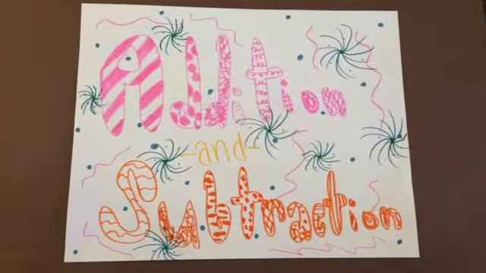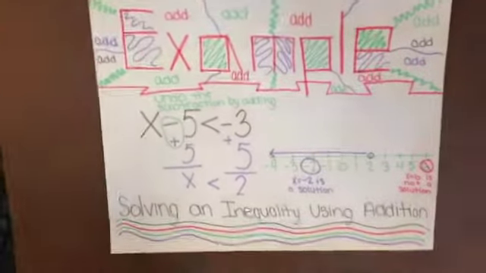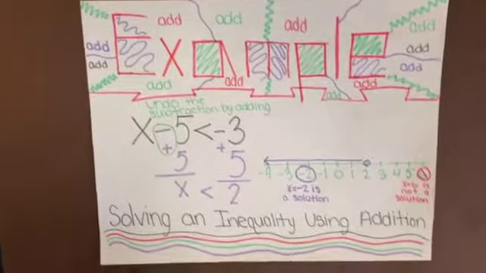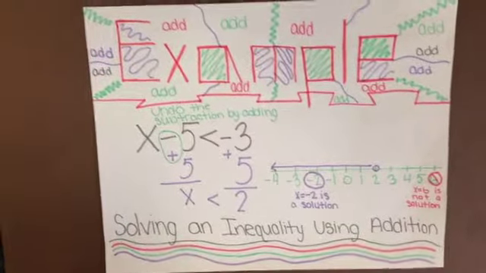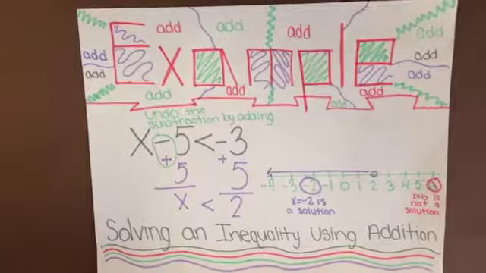Addition and subtraction of inequalities. When you add the same number to each side of an inequality, the inequality remains true. Use inverse operations to isolate the variable and eventually find the solution. Like addition, you can solve inequalities using subtraction.